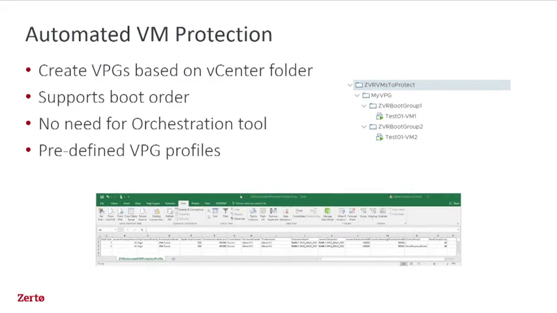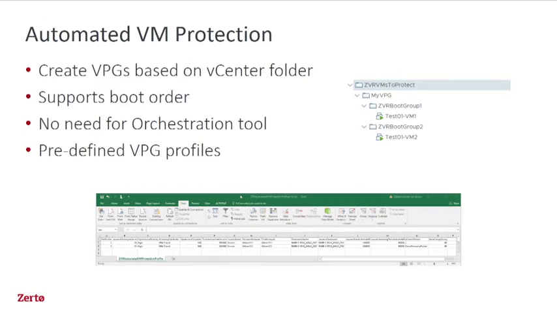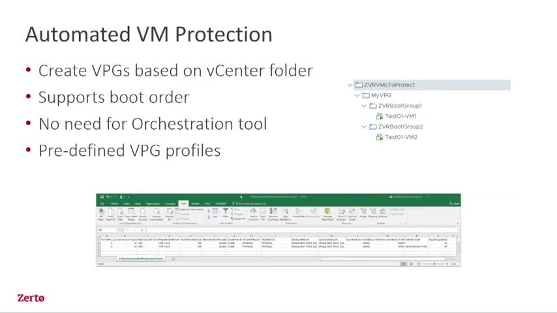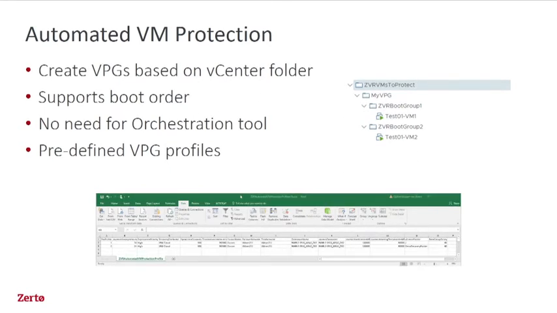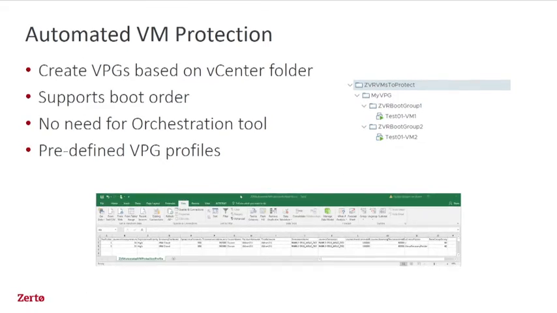Then we're going to create a folder that has a name, and that's the name we're going to use for the virtual protection group. Below that, we're going to create boot groups. In this example, I only use two. So first it starts the first group, then it starts the second group. Under those groups, we're going to place the VMs, basically moving them to that folder. As soon as the script runs, and you can actually run it automatically, like every hour or so, as soon as it detects VMs in those folders, it will start the creation process.